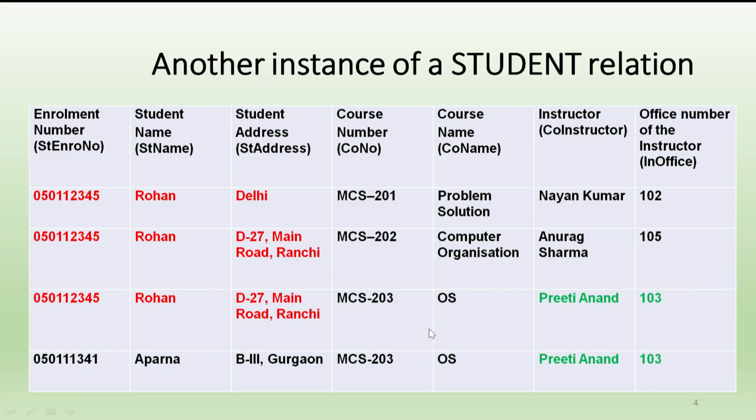Now deletion anomaly is, suppose this Rohan drops the course MCS 201. Obviously this whole tuple will be deleted, and the information that MCS 201, the name of this course is problem solution, and being taught by an instructor, Nayan Kumar, who sits in room 102, this complete information will also get deleted. It is no more existing in the table. So this is a deletion anomaly.